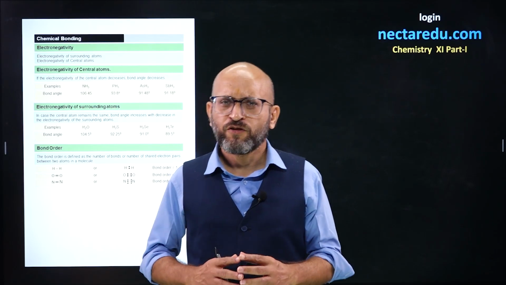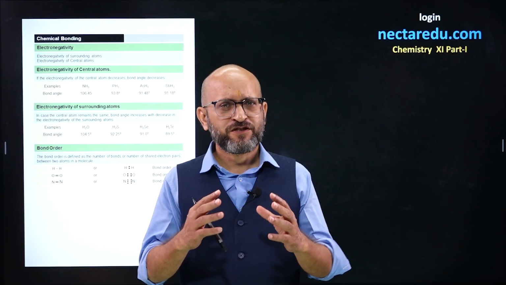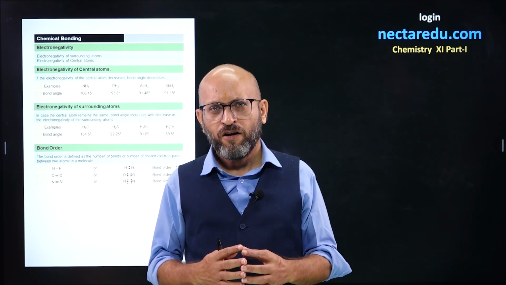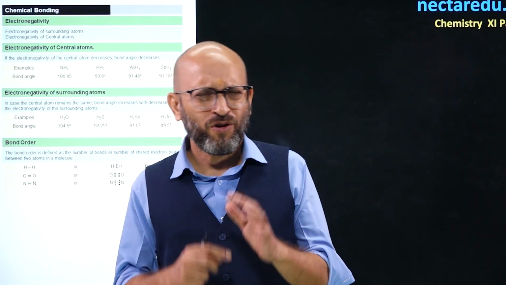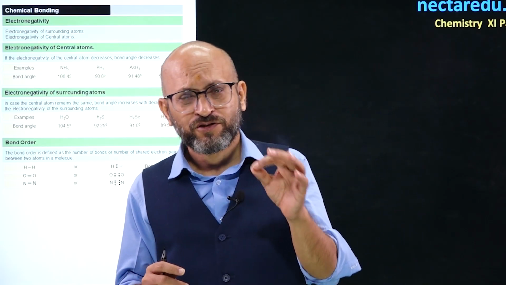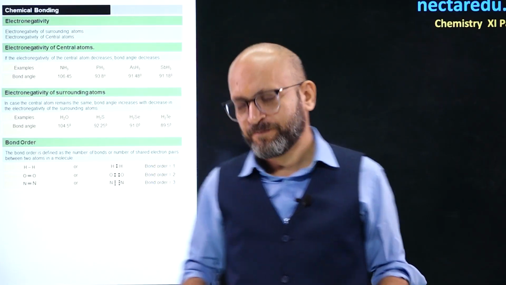What are the factors on which bond angle depends? Bond angle depends on either hybridization or on the electronegativity of atoms. So, on electronegativity of atoms, which atoms? Central atom or surrounding, or both? Yes, both. So, let us see.